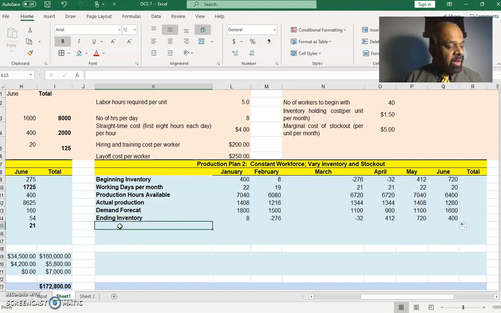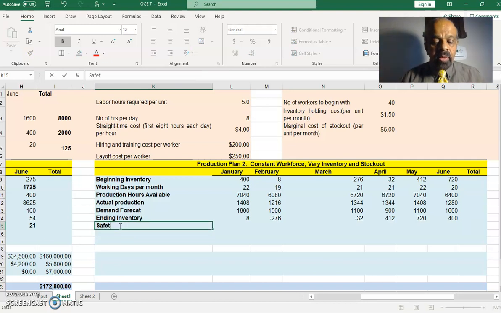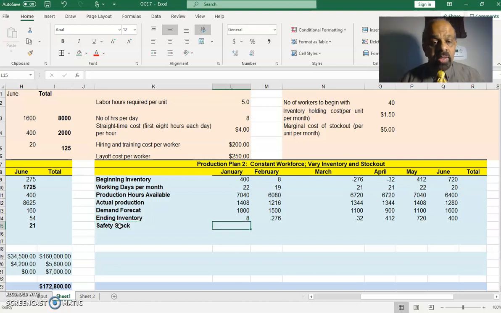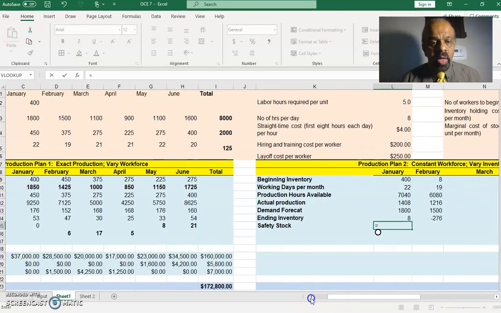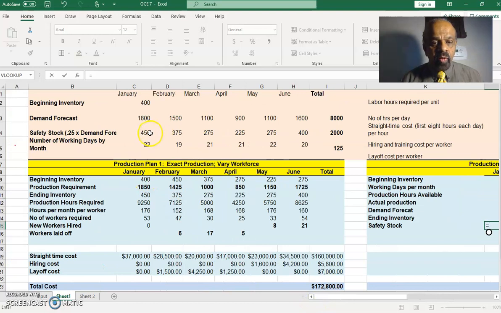I want to calculate two things: the excess inventory, and then after that, I can calculate the straight time cost. To calculate the excess inventory, I need to compare the ending inventory with safety stock. My safety stock is given to me. For January, it is 450.